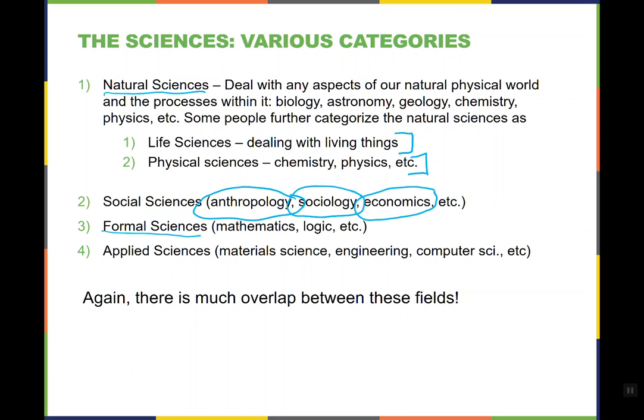So math is math because it's math. Math isn't the way it is because it suits some human purpose. Math is the way it is because that's the way it is. And there's also applied science, and these ones are useful because they take knowledge about the social, formal, and natural sciences and use it to solve specific problems.